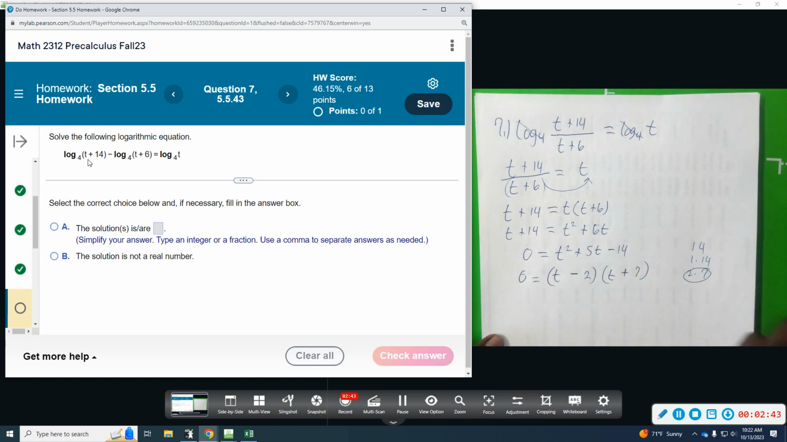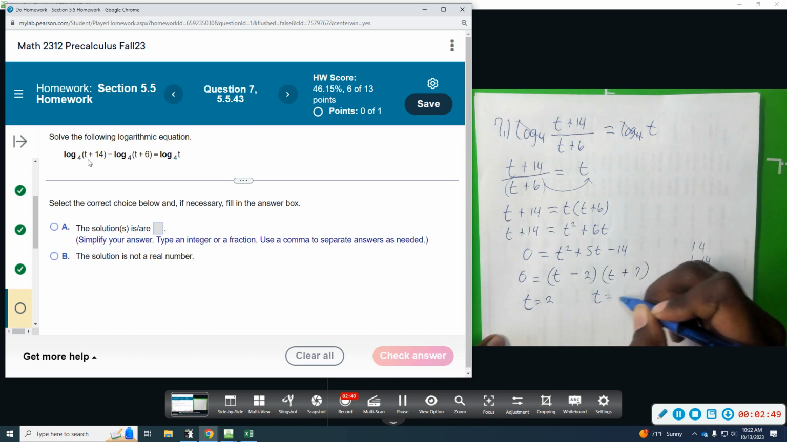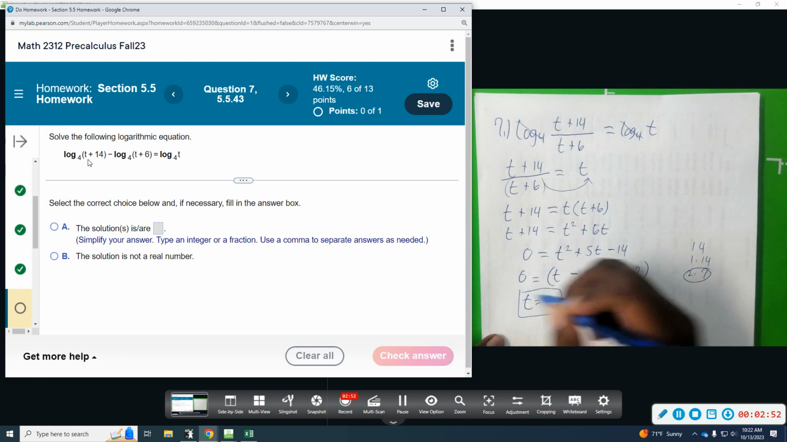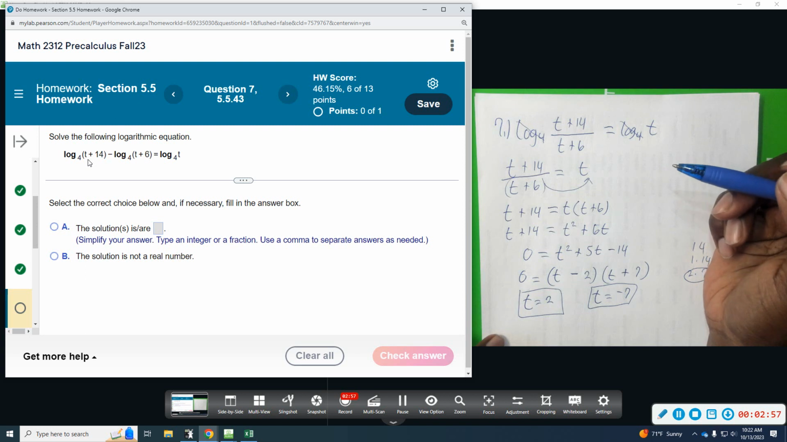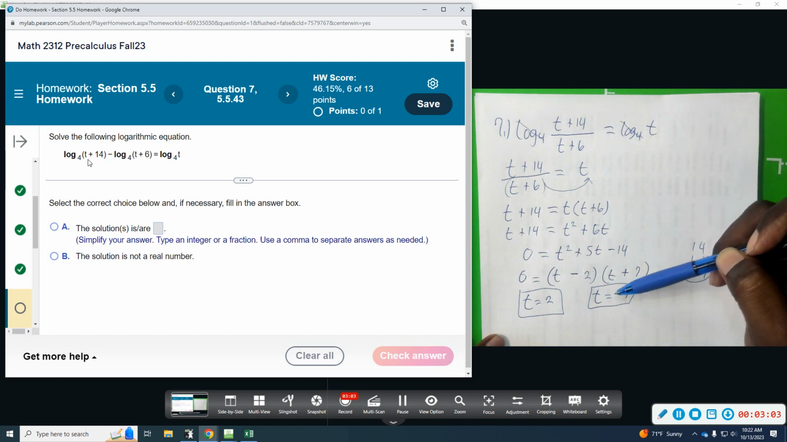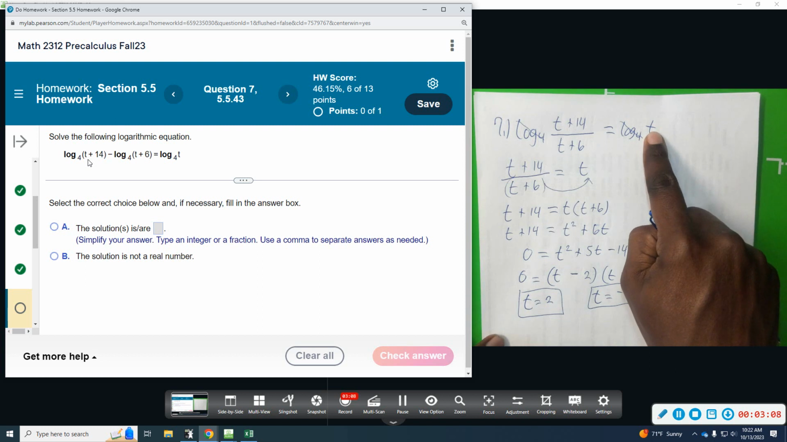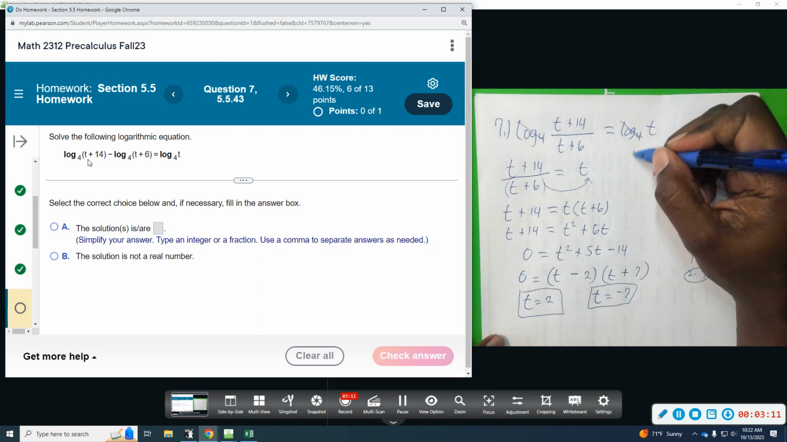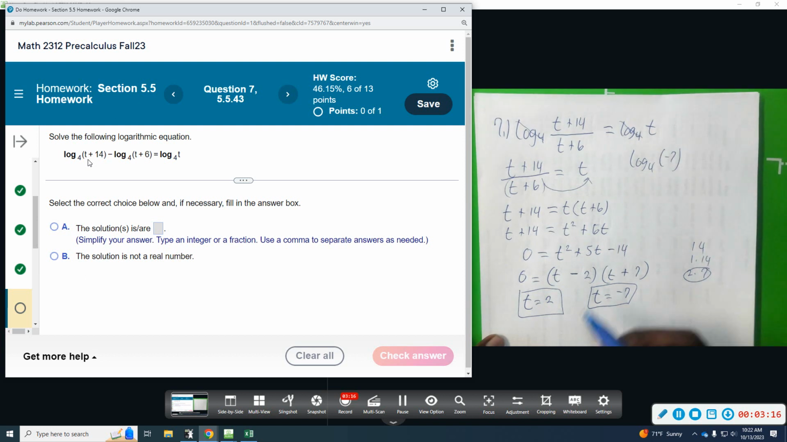Set both of those equal to 0, and we get t equals 2 and t equals negative 7. So we get 2 answers. We do want to check if you were to plug those in, we would get positive values. If I plugged in a negative 7, however, right here, you cannot take the log of a negative number. So when I plugged in negative 7 will not work. So this answer we would throw out, and we would only use t equals 2.